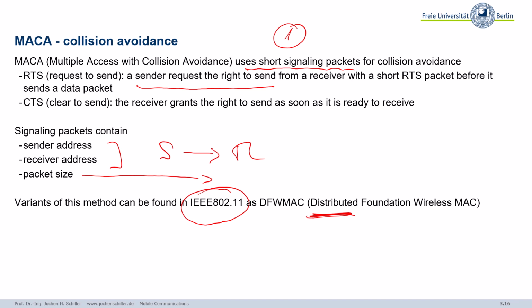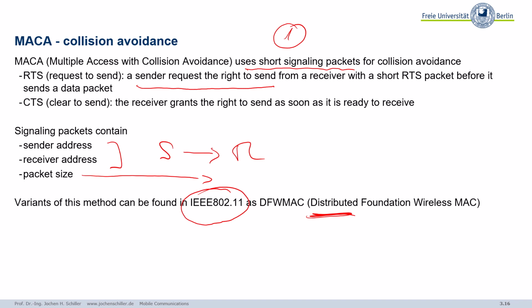So all stations are equal. Yes, you have an access point connecting your wireless LAN to your DSL router, for example. But the access point actually does not control the medium access for the classical schemes. So how does it work now?